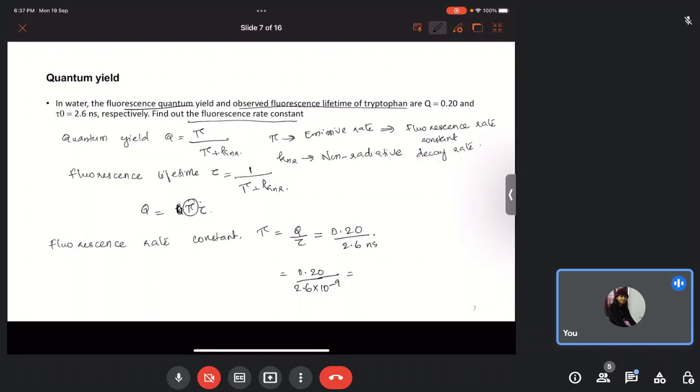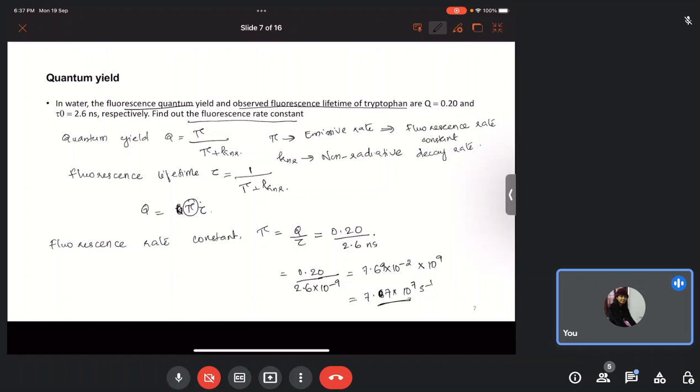This is coming to be 7.6 into 10 to the power minus 2 into 10 to the power minus 9 will come as 10 to the power 9. So this is 7.69. So we can consider it as 7.7 into 10 to the power 7 second inverse. So the fluorescence rate constant of tryptophan in water is 7.7 into 10 to the power 7 per second.